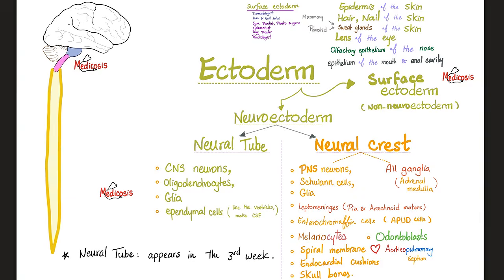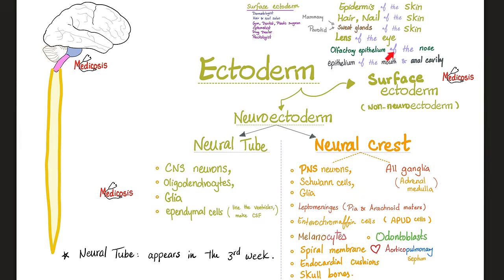Next, the ectoderm will give me 2 things: surface ectoderm for the surface and neuroectoderm for the nervous system, central and peripheral nervous system. Tell me more about the surface ectoderm. It will give me the epidermis of the skin, but not the dermis, because the dermis is mesodermal. And what's in the skin? Hair and nail, sweat glands.